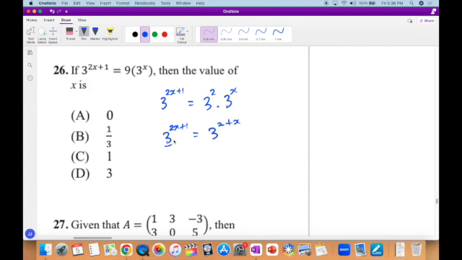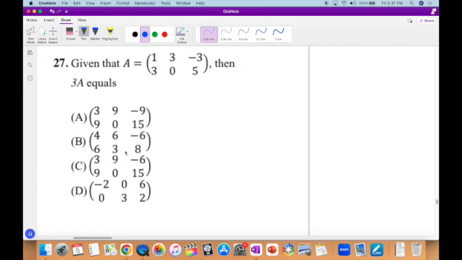And now that we have the same base, we could just equate this. 2x plus 1 is equal to 2 plus x. So therefore, I throw this x across, I get 2x minus x is equal to, throw this 1 across, I get 2 minus 1, x is equal to 1. Answer C.